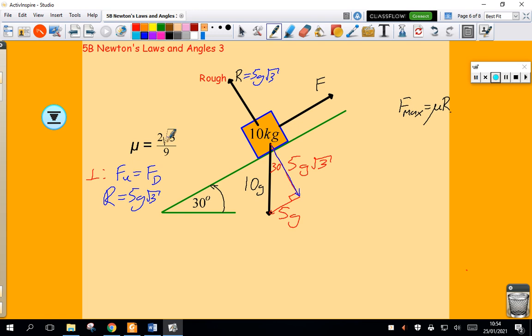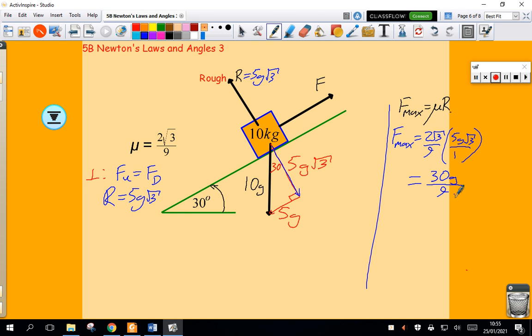The coefficient of friction is 2 root 3 over 9. So my maximum value here for friction, the most the friction can reach, will be 2 root 3 over 9 multiplied by the normal reaction, which we said was 5g root 3. And that's just 5g root 3 over 1. So root 3 by root 3 is 3. 5 2s are 10. So I'm going to get 3 times 10, or 30g over 9.